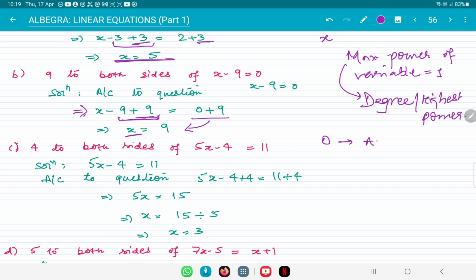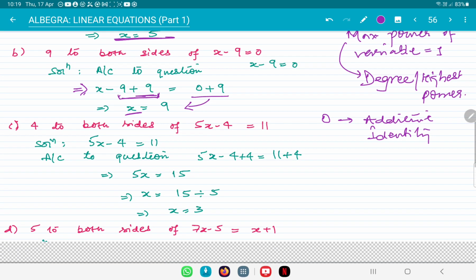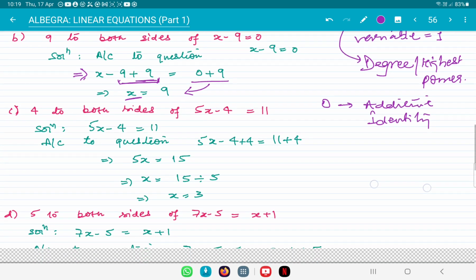Remember, 0 is the additive identity. Whenever 0 is added to any number or digit, we get the number itself. So because of this we are getting 9.